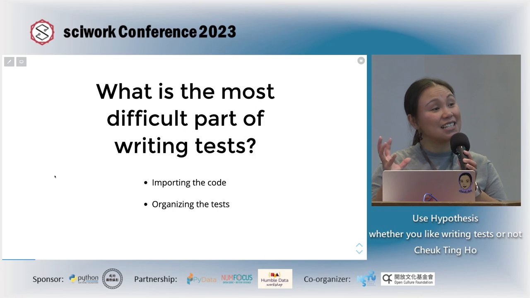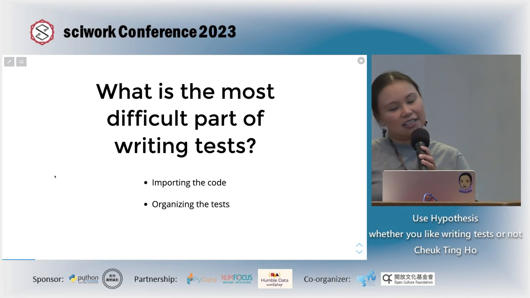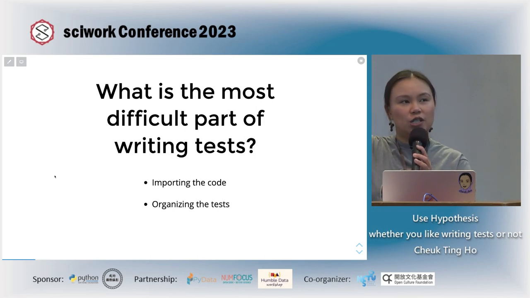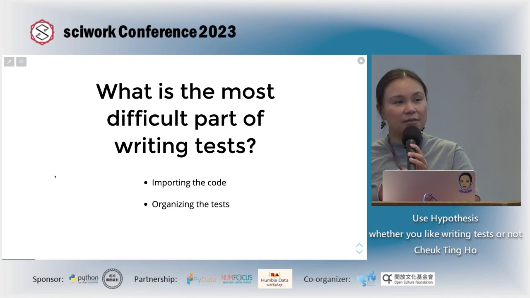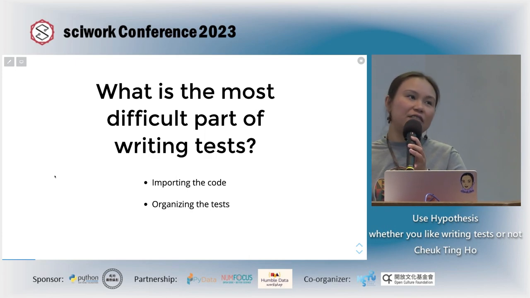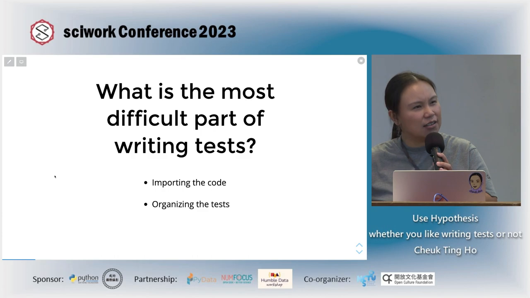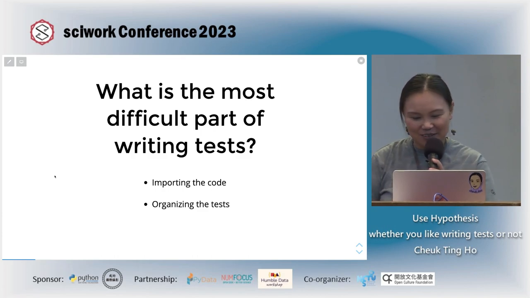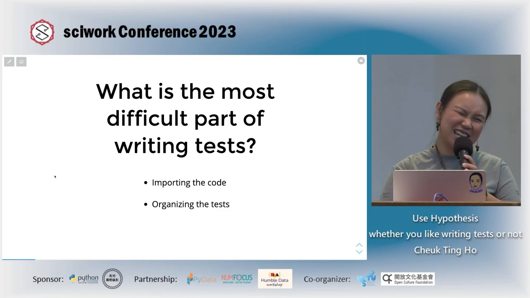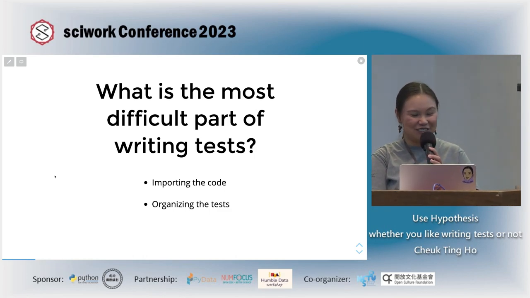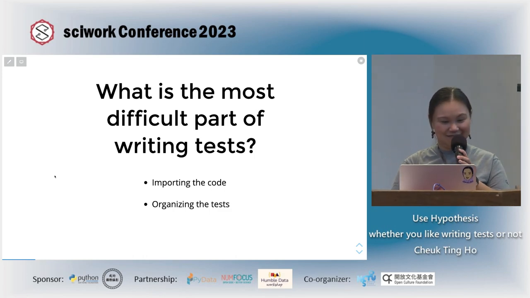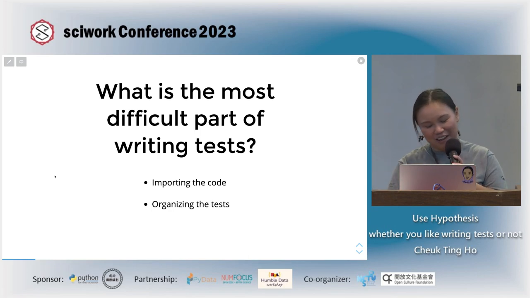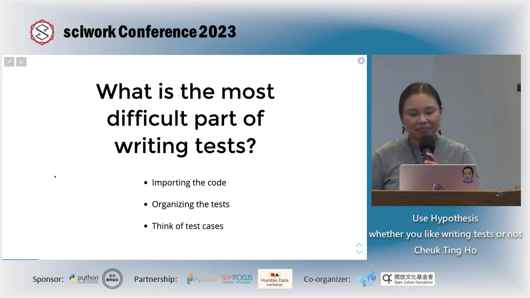So also organizing the test. When you write a test for some huge library, sometimes it gets messy. After a while, you forget where you write the test. I remember I wrote the test. Where do I put it? We have like 10 files for all the different tests. So where do I put it? Is it in utils, or is it in whatever you name the library?